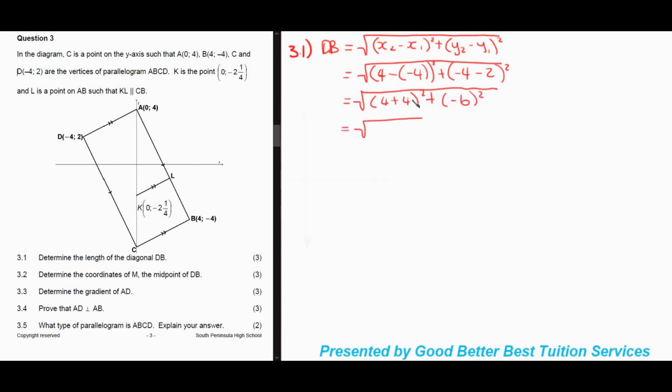On the left hand side we have 4 plus 4, which gives me 8, and that 8 squared gives me 64. Plus minus 6 squared, which, as a negative squared gives a positive, is 36. That gives me the square root of 100, and so the length of DB is 10 units.